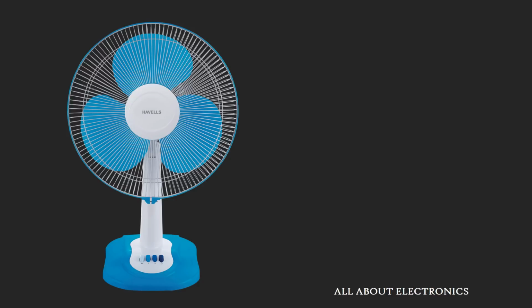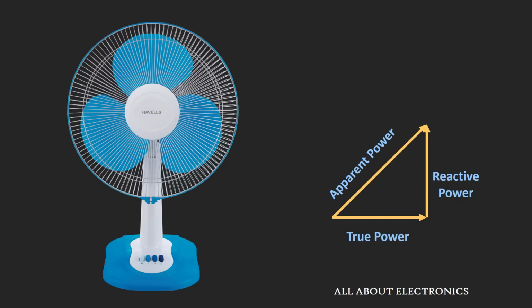So in this way we have two components, the true power and the reactive power, and the vector sum of the true power and the reactive power is known as the apparent power or the total power. Generally, the true power is denoted by the symbol P, the reactive power is denoted by the symbol Q, and the apparent power is denoted by the symbol S.